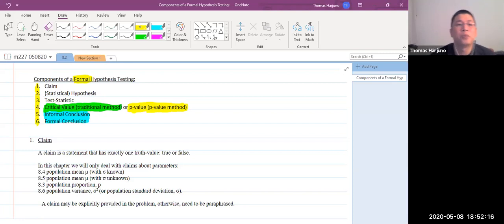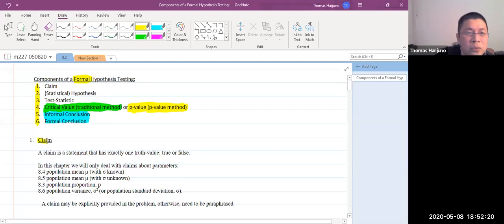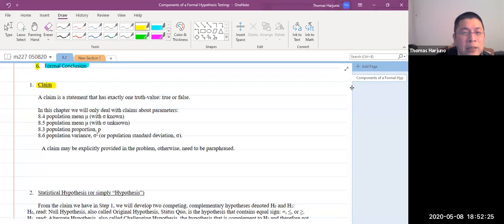Okay, now let me start with the first one, the claim. What is a claim? A claim is a statement that has exactly one truth value. It's either true or false. In real life, a statement is basically a sentence that is either true or false, cannot be both, cannot be neither. For example, "Today is Saturday." That is a statement, okay? That's a false statement though.